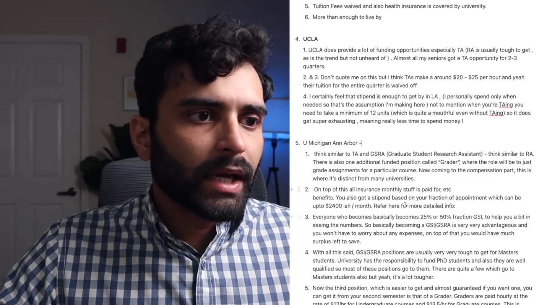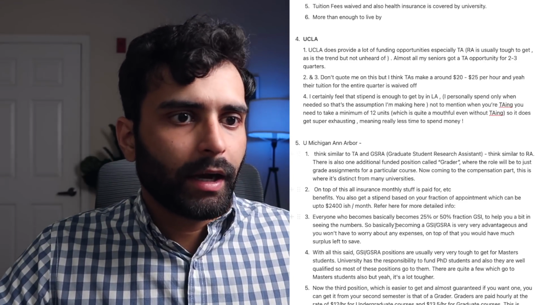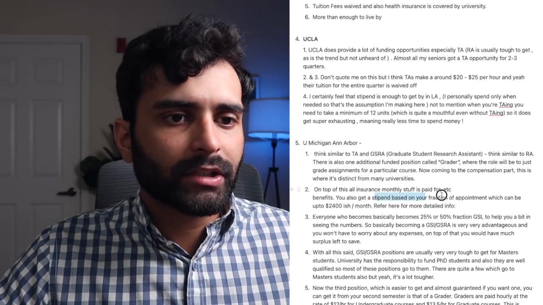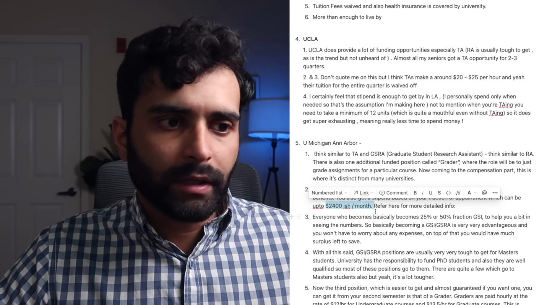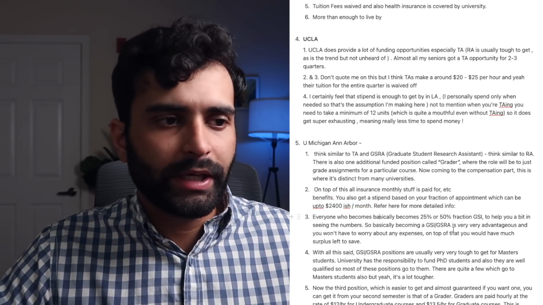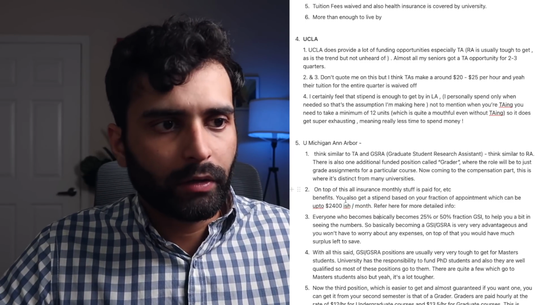So now comes the compensation part. Stipend based on your fraction of appointment, which is up to $2,400 per month. So he's saying that whether it's a TA, RA or GA, they can make up to $2,400 a month.